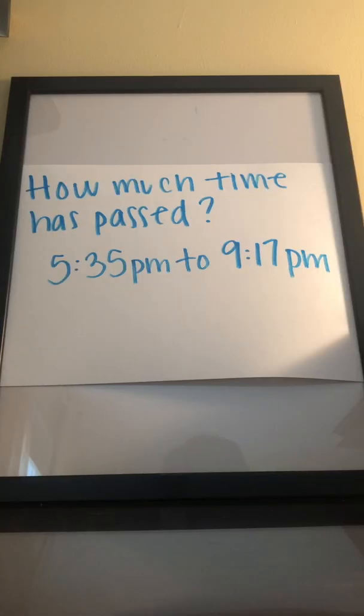The problem that was posed to your students was to find the amount of time that has passed between 5:35 p.m. and 9:17 p.m. How much time has passed? 5:35 p.m. to 9:17 p.m. There are a few ways a problem like this can be solved to find the correct answer. Amongst your kiddos, counting up was the most popular strategy.